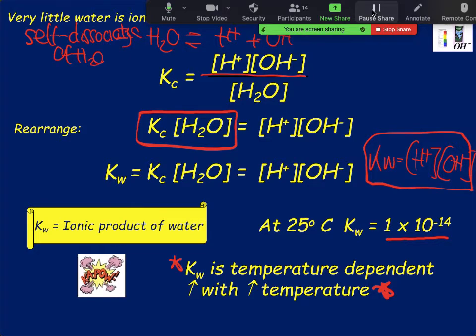So then we do a little bit of a derivation. We have to take this equation here, and we're going to now jimmy it around a little bit.